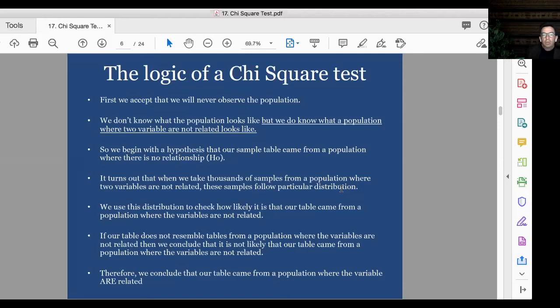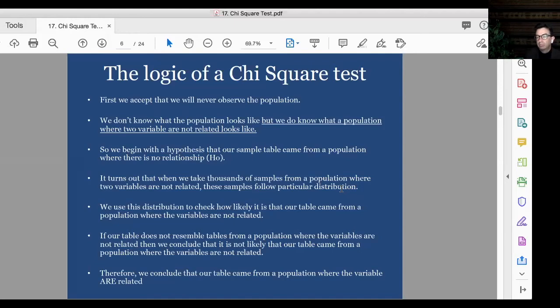Well, first, we accept the fact that we will never observe the population. We just have the sample here. We don't know what the population looks like, really. But there's one thing we know. We know what a table, or a relationship, would look like in a population where there was no relationship. In a population where there was no relationship, we would compare male and female, and they would have exactly the same percentages. If we had a population where there was no relationship, they would look exactly the same.